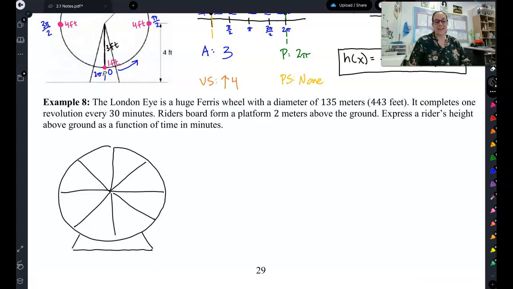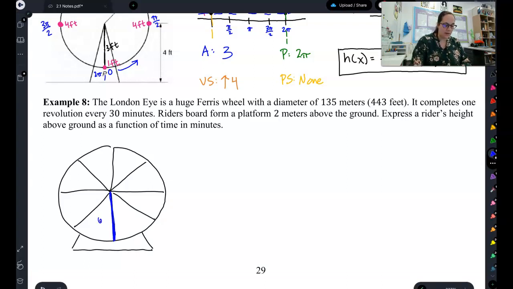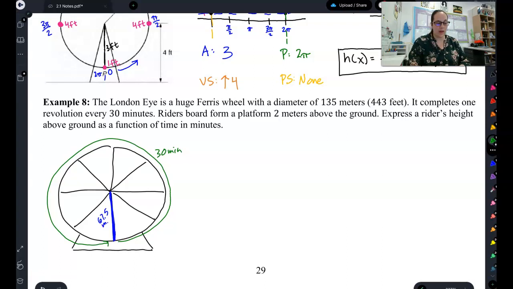This Ferris wheel has a diameter of 135 meters. Now the diameter, as we noticed in the last problem, isn't as helpful as the radius. So I'm going to cut 135 in half and say the radius is 67.5 meters. Now we know it completes one revolution every 30 minutes. And we'll talk about what that impacts in the equation in just a second. And we know that riders board a platform that is 2 meters above the ground. So here's the platform that riders board. It is 2 meters above the ground.